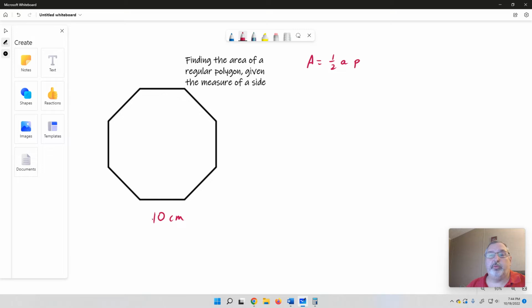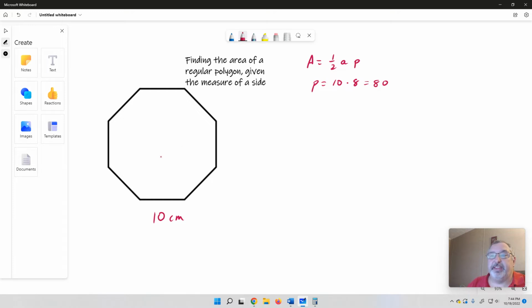Here we're given one of the sides, so I know what the perimeter is. P is perimeter. That's going to be the length of one side times the number of sides. In this case, it's 8. And so that gives me 80.